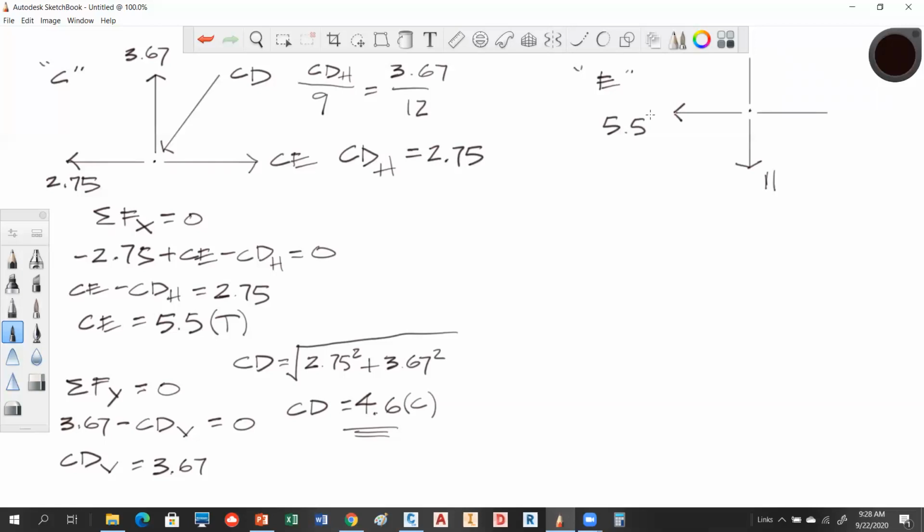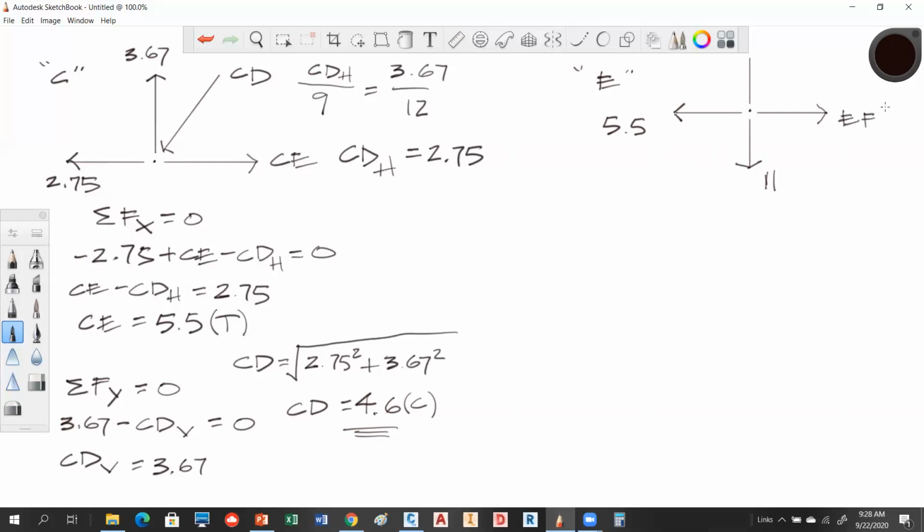Can anybody see how simple this is now? We only have 2 unknowns here, right? And if this guy's pulling this way, which way does the member EF have to pull? You don't want it going this way, right? So wouldn't this have to resist like that? And this will be EF.